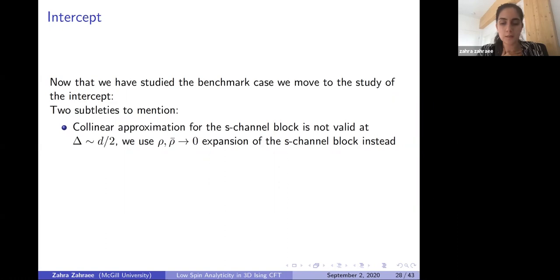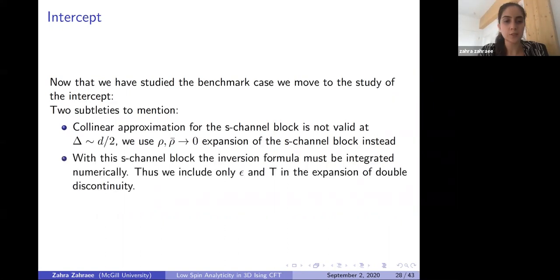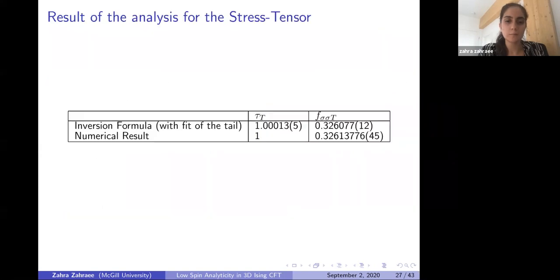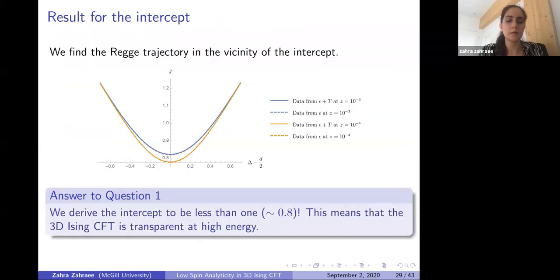So instead of dealing with those, we use another expansion of the S-channel blocks in terms of rho and rho bar, which captures both of the contributions better than the z and z bar expansion. Now with this S-channel block, the inversion formula must be integrated numerically. We don't have an analytic result. Thus, we only include epsilon and T in the expansion of the double discontinuity. So the stability of our result would be moderate from the expectation we get from beta equal 5. It's going to be even lower for beta smaller than 5, so the less stability we expect.